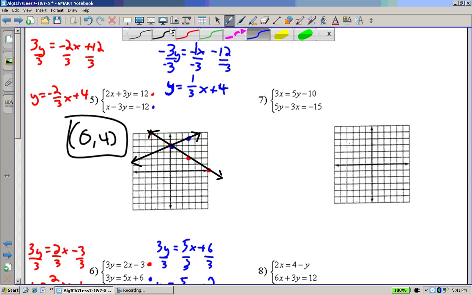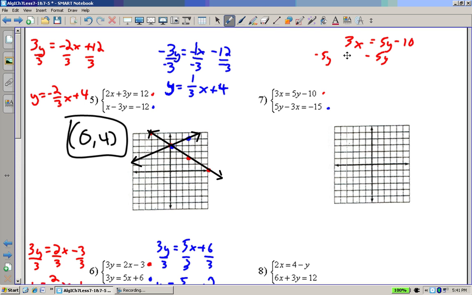Alrighty, number 7. Red, blue. Again, I'd encourage you to stop the video and try to see if you can do it on your own. Let's see how you did. I'm going to subtract 5y from both sides, subtract 3x from both sides at the same time if I can. So we have negative 5y equals negative 3x minus 10. Divide by negative 5. And y equals negative divided by negative is a positive 3/5 x, negative divided by negative is a positive 2.